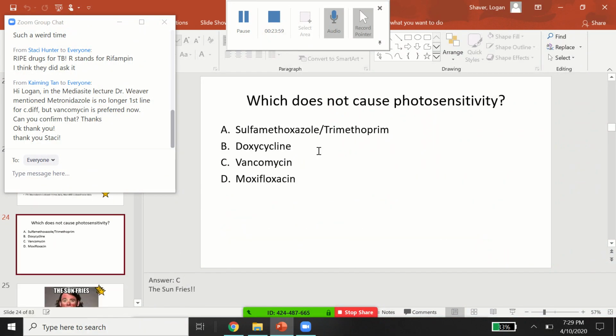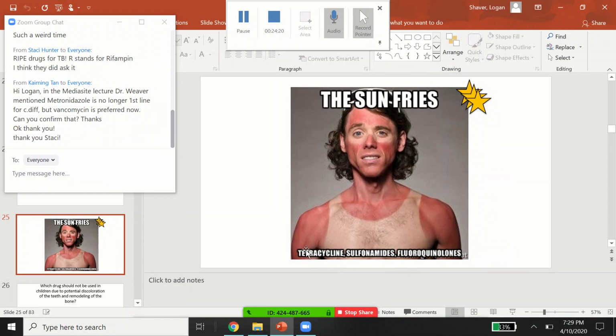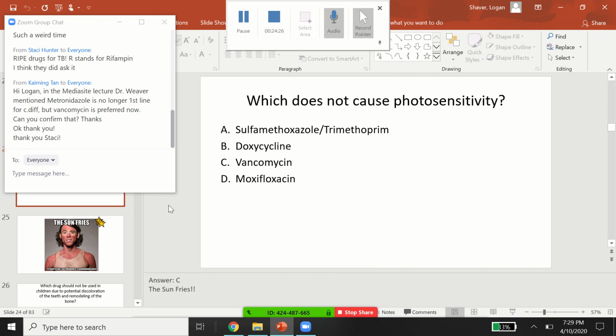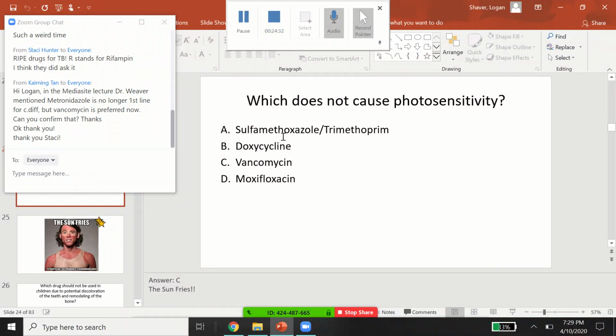I left the questions in here in case you want to look back through them. Which does not cause photosensitivity? The only one that does not lead to that is vanc. You can see the sun fries down here, and that's on the next picture anyway. This tells you all of the ones that have photosensitivity: any tetracyclines, like doxy, which is a tetracycline, sulfonamides and fluoroquinolones. Notice it mentions sulfamethoxazole, a sulfonamide, and the fluoroquinolone moxifloxacin. With that in mind, vanc would be the answer for that question.